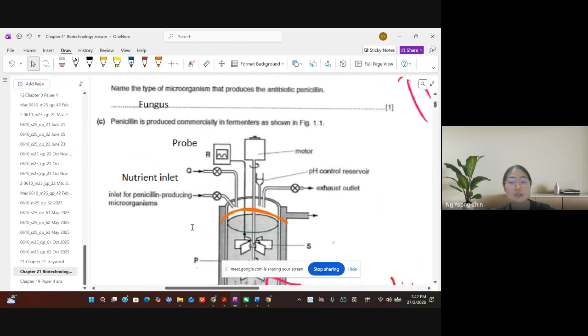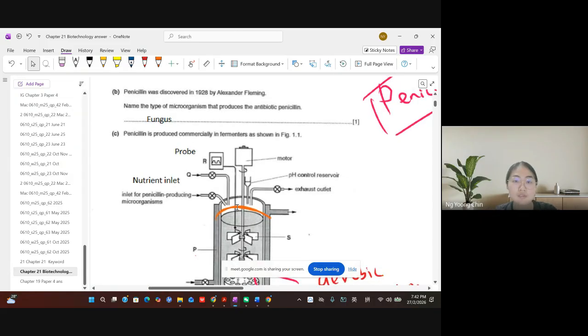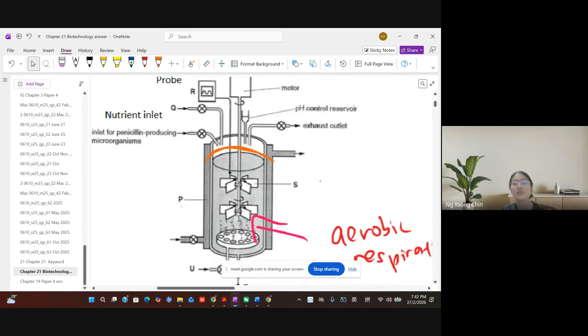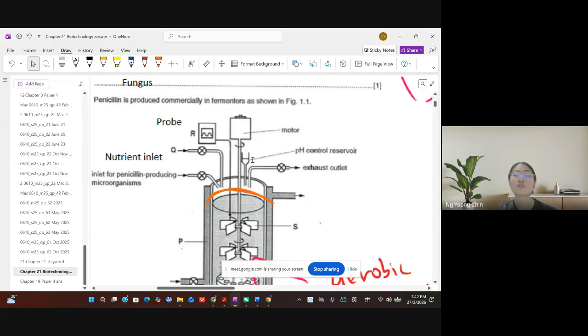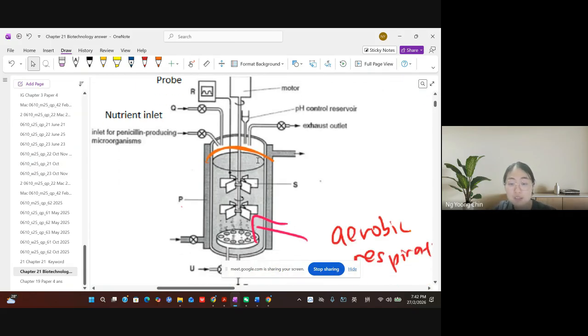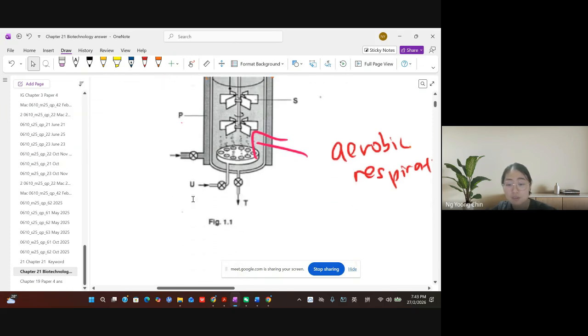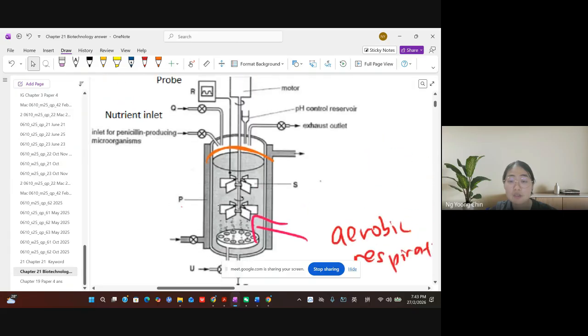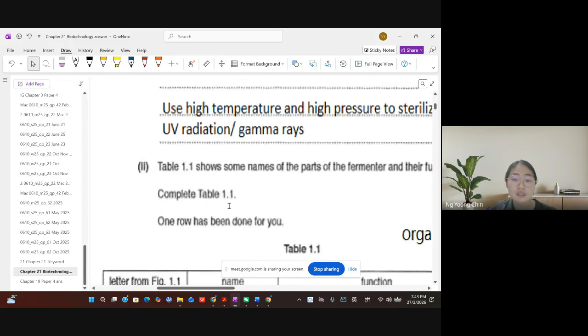For this one, you know that penicillin comes from a fungus, and this is something you should take note of. What is this? This is a biofermenter. If you have a look at the label, the air inflow passes through the fans in the middle, and then like this.